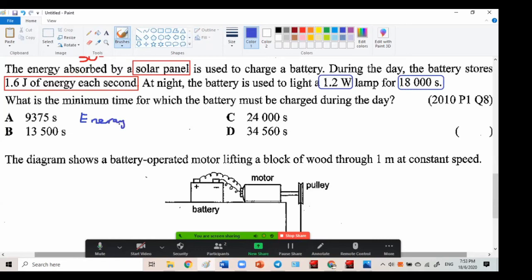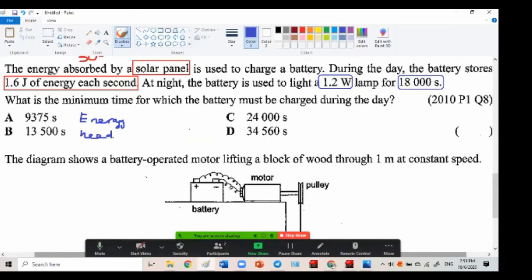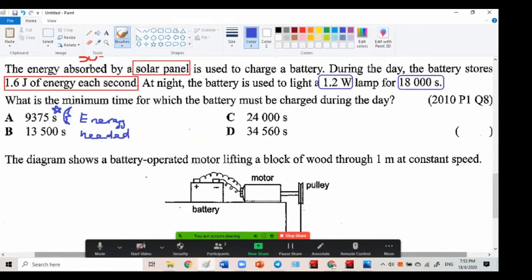E-R-G-Y. Energy needed at night. How much? So at night, it charged the lamp. Energy needed. What is energy?